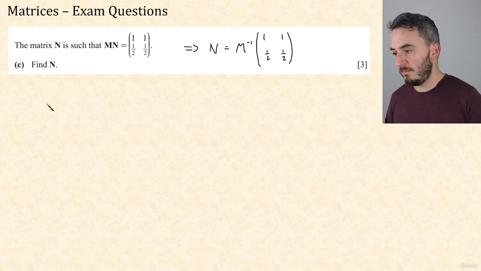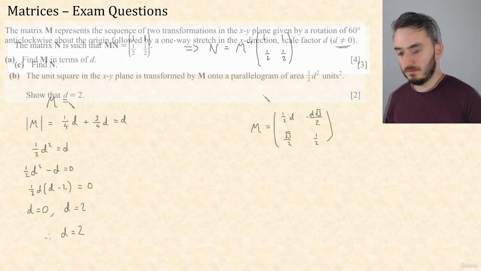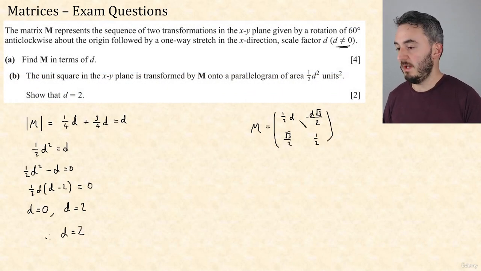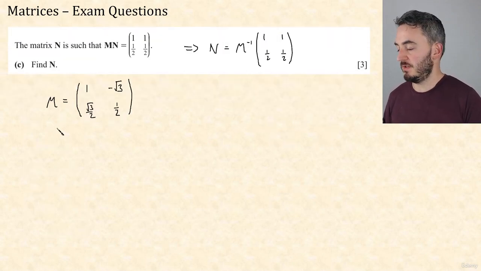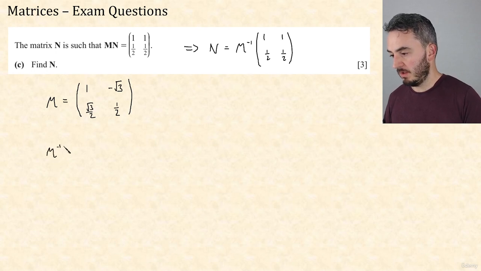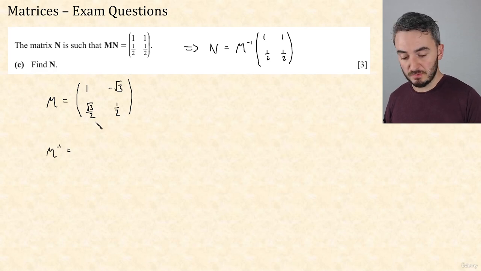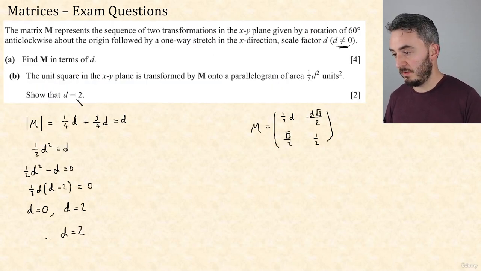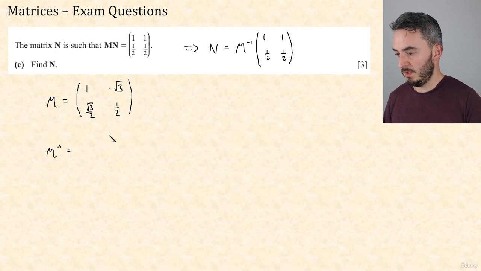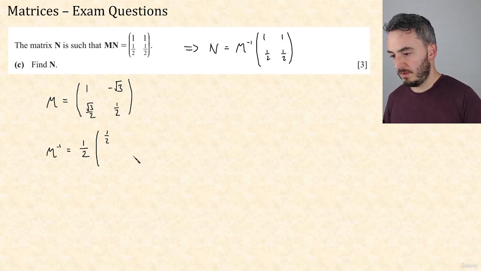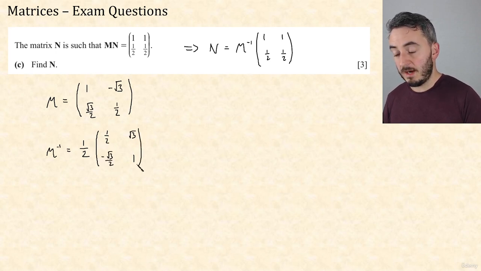Well, let's just write down what M is now that we know that d is 2. So subbing d equals 2 into this, we get this. So I need the inverse. Now for the inverse, it's going to be 1 divided by the determinant. Now we know the determinant is 2 because that was in the last question, right? We discovered that the determinant was in fact just d, which is 2. So it's 1 divided by the determinant. We swap these round, half and 1. We make both of these negative, so root 3 and minus root 3 over 2. And there is M inverse.